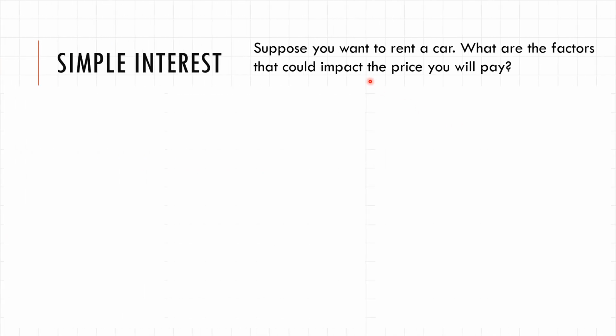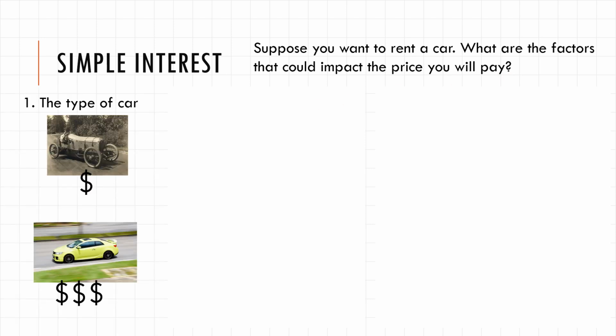So to examine this idea of simple interest, suppose you want to rent a car. You go to a rental car company, you say, man, I want your finest car for this road trip that I'm going on. What are some of the things that could change or impact the amount of money that they will ask you to pay? Well, one thing could be the type of car. A cheaper car might cost less money to borrow, whereas a more expensive exotic car might be quite expensive.